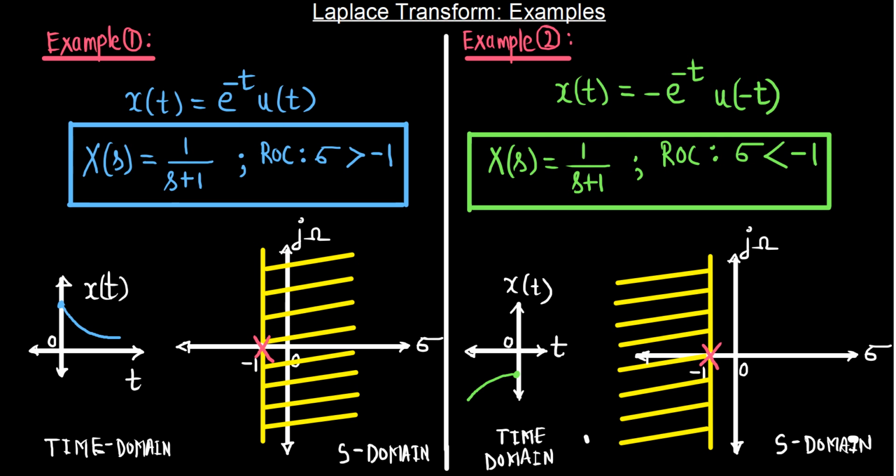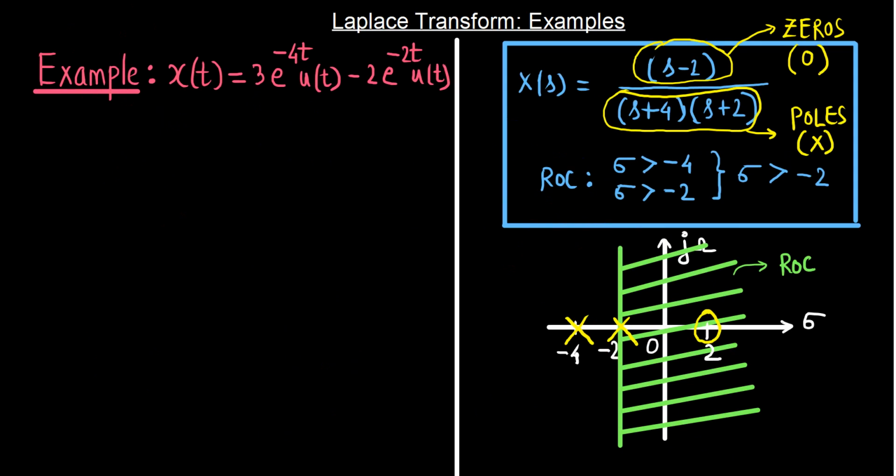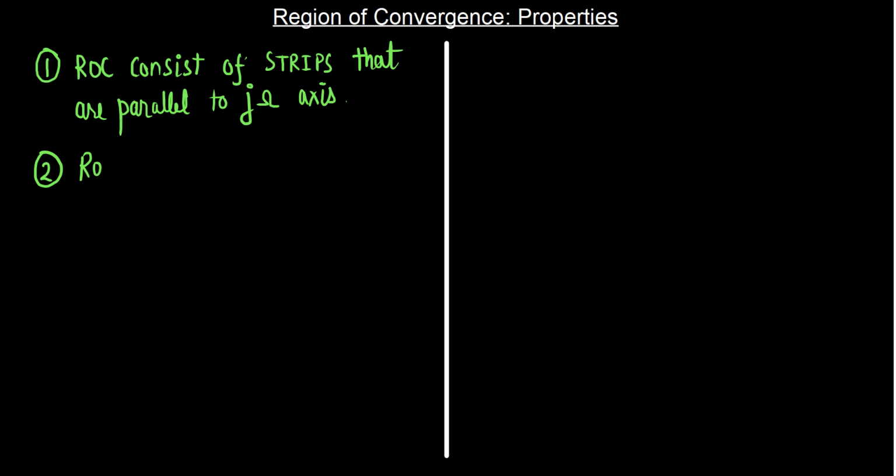Here also you can see that the region of convergence does not contain any pole, and that is by the definition of the pole itself. A pole is a value of s for which X of s turns out to be infinite, and the region of convergence consists of those values of sigma for which this expression turns out to be finite, or doesn't shoot to infinity. So both of these are contradictory, and therefore poles cannot be a part of the region of convergence. So let's write that the ROC does not contain any pole.